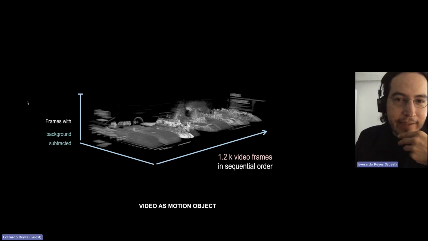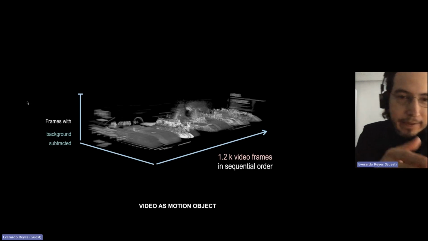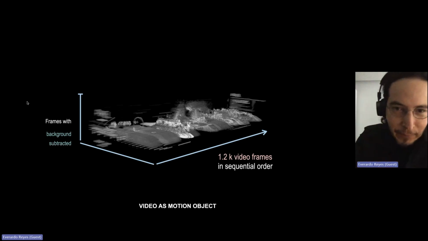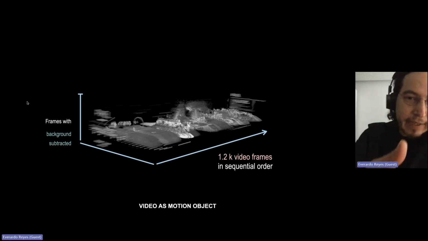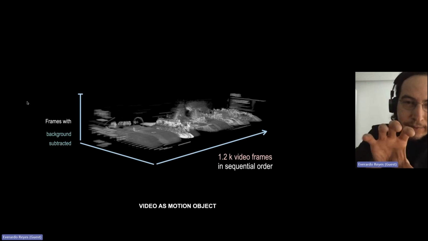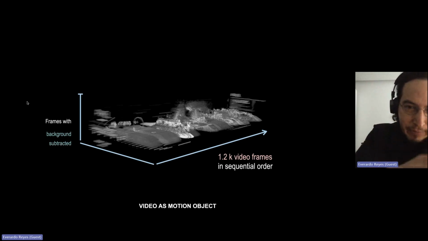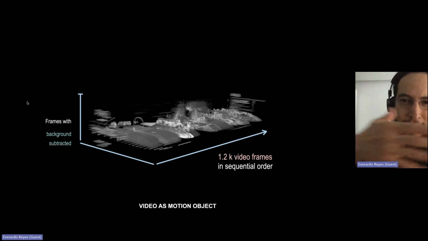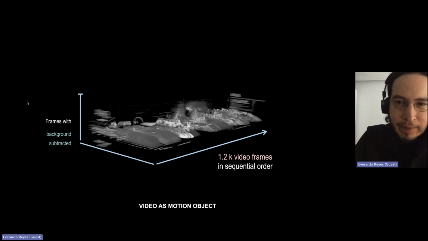So in this case, this is a representation of a video in the form of a 3D object, right? You can see that we go from left to right, from the first frame to the last frame, and in each frame I have just taken out the background, so I can only see the shapes. Then if we put them together, we can see those patterns, like movement patterns.